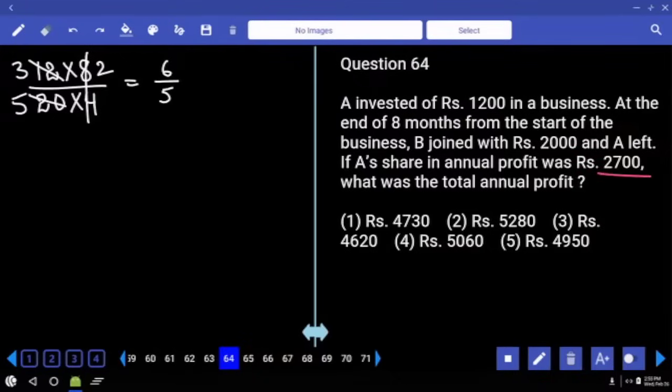2700 is amount received by A. Gets how many parts? That means 2700 is equal to 6 parts, where 1 part is equal to 2700 by 6 only. And total we need 11 parts, into 11. Correct? So now numerator 11 is there. Answer must be 11 multiple. I hope all the options are 11 multiples.